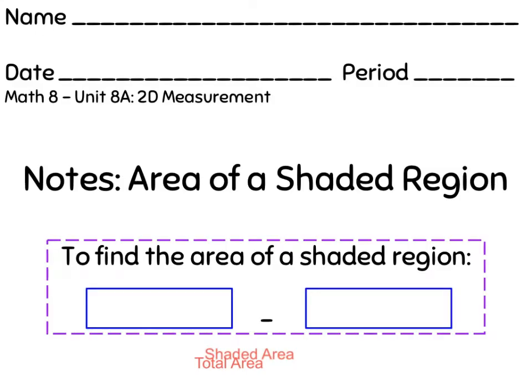Now we're going to talk about finding the area of a shaded region. Sometimes problems are going to have parts shaded and parts unshaded, and they want you to find just the area of the shaded region or just the area of the unshaded region. In order to do this, to find the area of the shaded region, you take the total area minus the unshaded area that's there. Let's take a look at the first example.